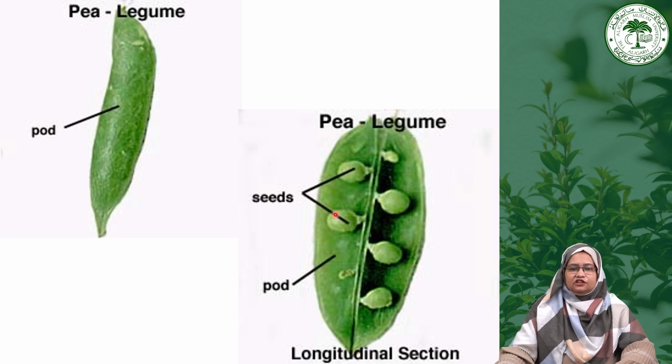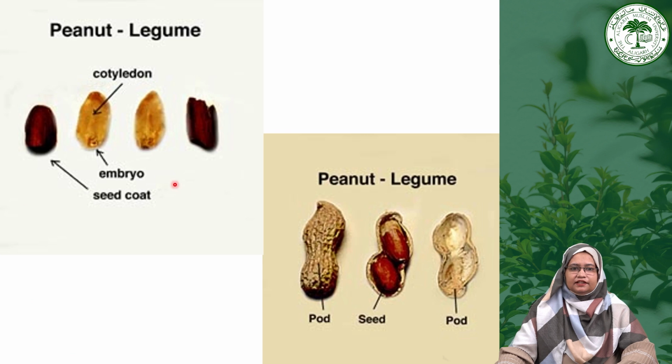And these are the seeds and the pod. This one is the pod of pea. Then peanut, as you can see here, also has both dorsal as well as ventral sutures for the dehiscence. And this one is the seeds, as you can see, and these are the pods of peanut.